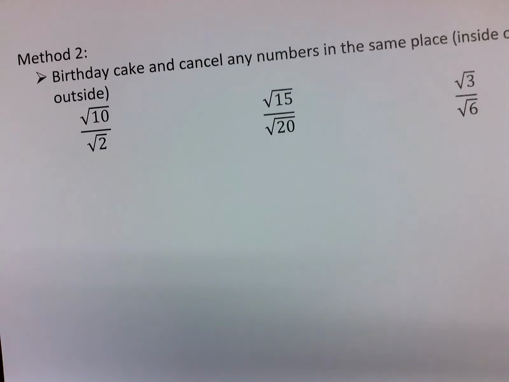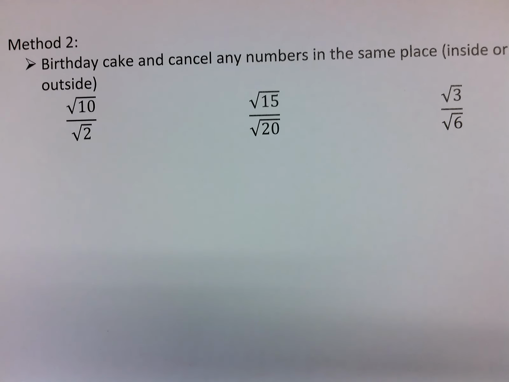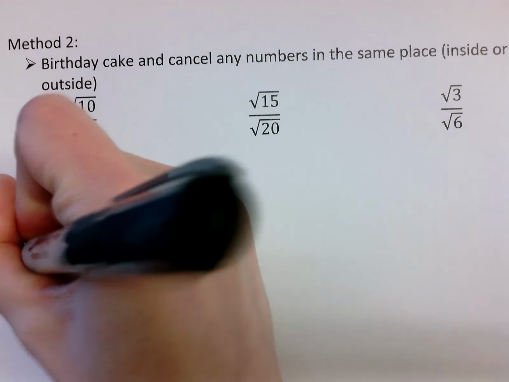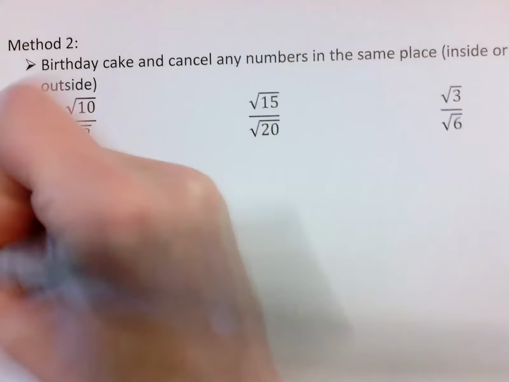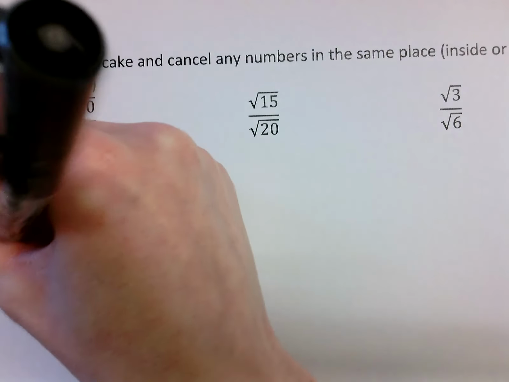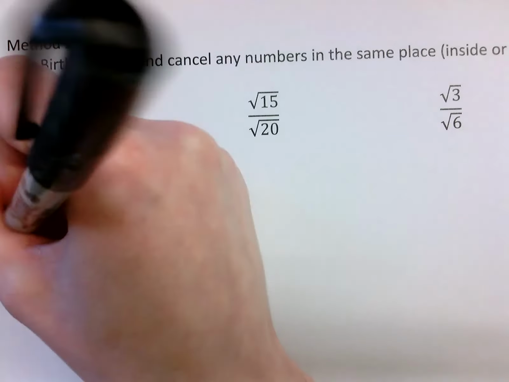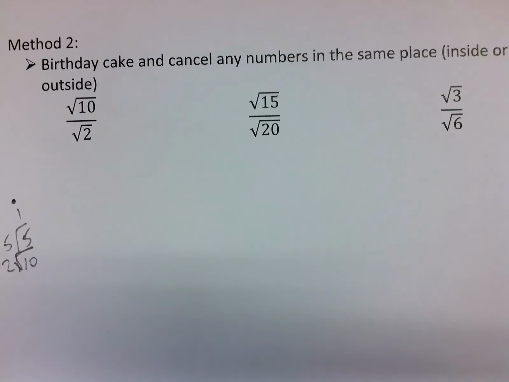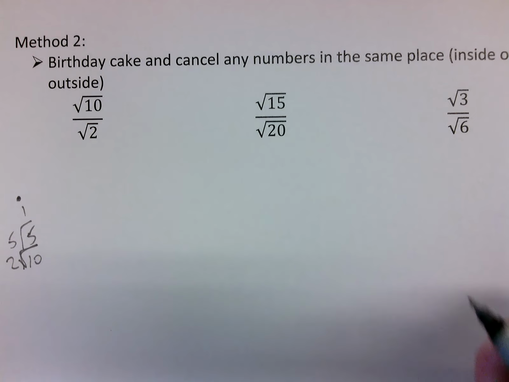So for the second method, what you're going to do is you birthday cake both of your radicals. And then we're going to cancel things out just like we did when we did our exponent rules, and we cancel like any x's that were common top and bottom. So let's take a look at this first one. So the square root of 10 and the square root of 2. So I'm going to start down here, take square root of 10 and birthday cake it, right? So 2 goes into 10 5 times, 5 goes into 10 once. 5 goes into 5 once, and there's my candle, right? So no pairs, that's okay.